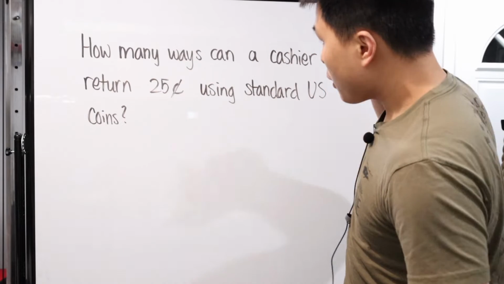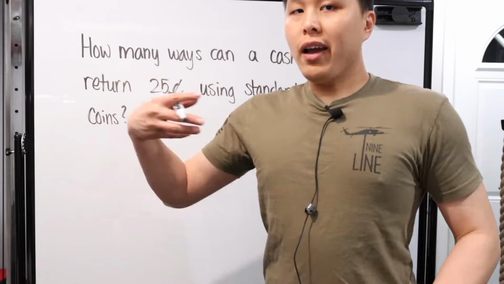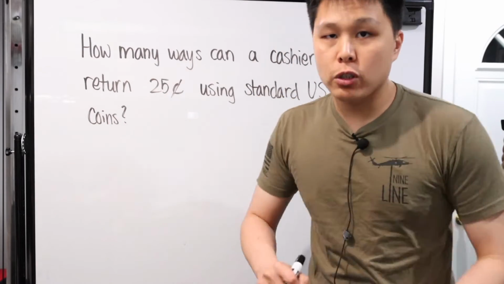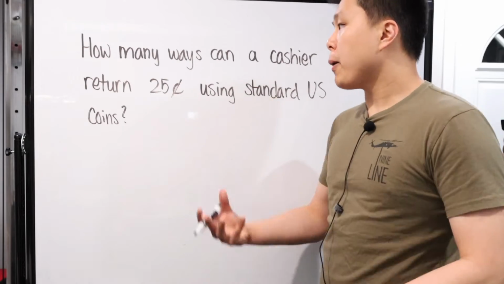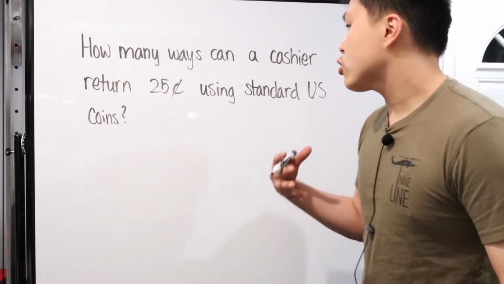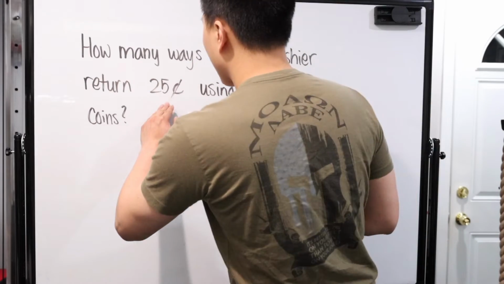All right, so for our first problem, we have this problem right here. Once again, these are warm-up problems. There are efficient ways and non-efficient ways, but that's not the point. The point is to get you started on thinking about it in a more organized, more logical, more mathematical sense. So how many ways can a cashier return 25 cents?